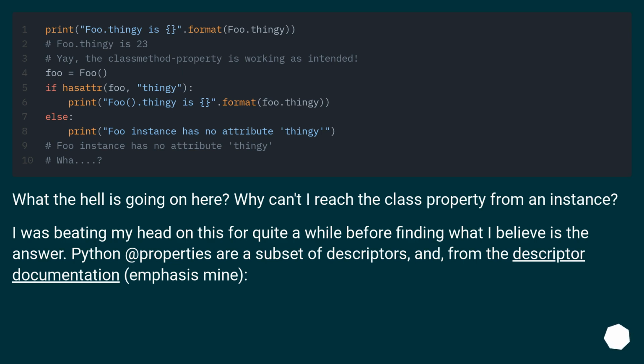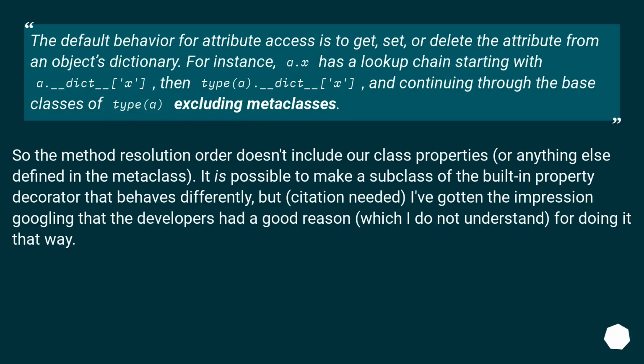Python properties are a subset of descriptors, and, from the descriptor documentation, emphasis mine: the default behavior for attribute access is to get, set, or delete the attribute from an object's dictionary. For instance, a.x has a lookup chain starting with a.__dict__['x'], then type(a).__dict__['x'], and continuing through the base classes of type(a) excluding metaclasses. So the method resolution order doesn't include our class properties, or anything else defined in the metaclass.